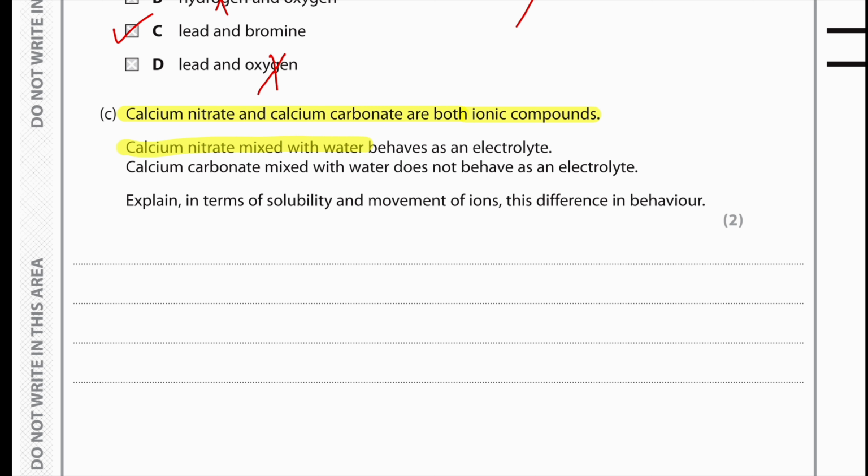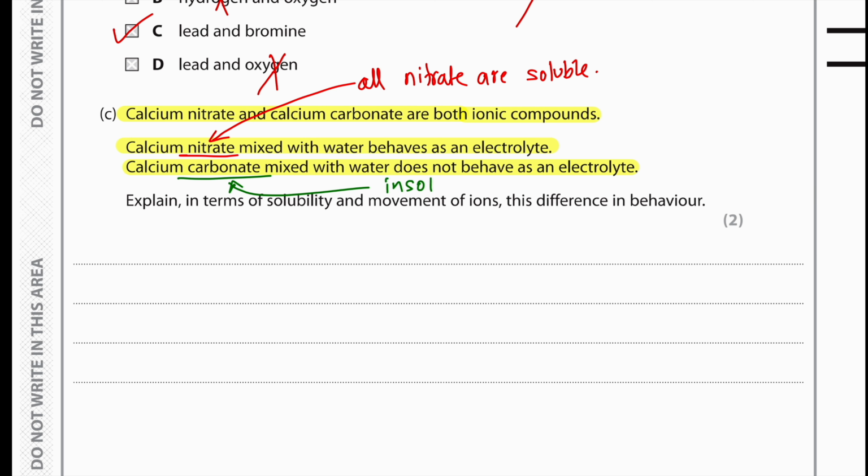Calcium nitrate and calcium carbonate are both ionic compounds. Calcium nitrate mixed with water behaves as an electrolyte. Calcium carbonate mixed with water does not behave as an electrolyte. Now, guys, as stated in the earlier part of the question paper, all nitrates are soluble. So mixed with water behaves as an electrolyte. Now, calcium carbonate, carbonates are insoluble, specifically calcium carbonate. So insoluble, meaning it's not going to give those ions, which is going to act as an electrolyte.